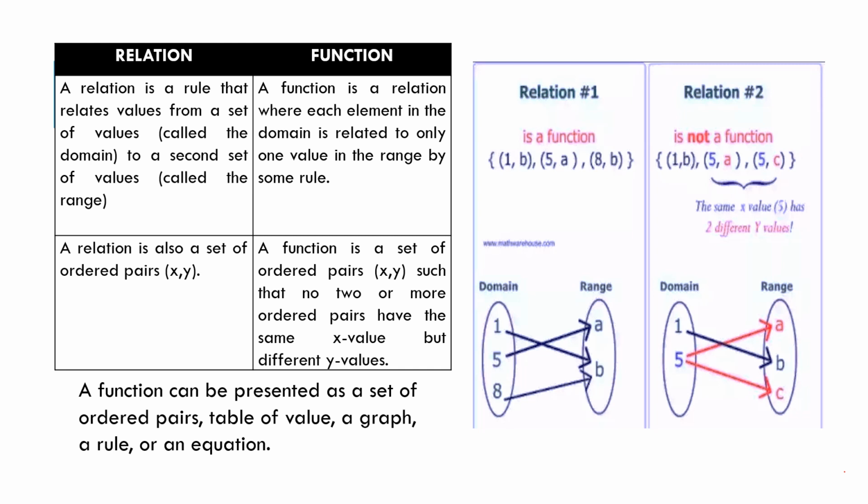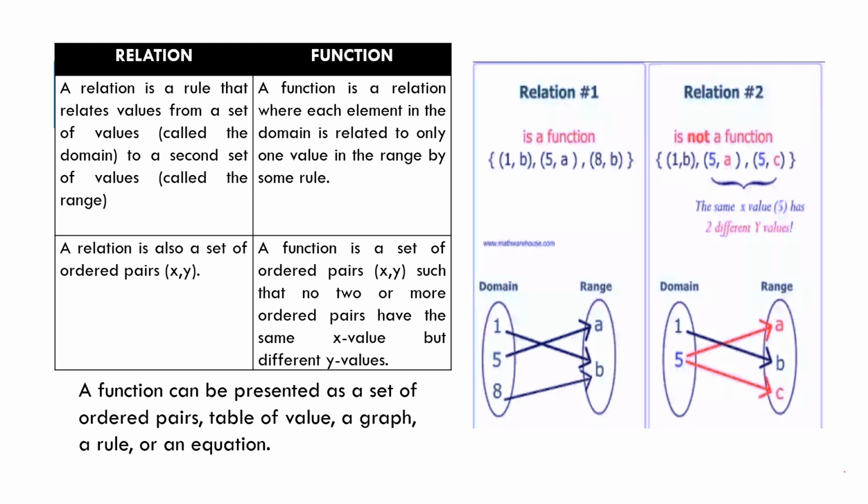Relation. A relation is a rule that relates values from a set of values called the domain to a second set of values called the range. A relation is also a set of ordered pairs x, y. Function. A function is a relation where each element in the domain is related to only one value in the range by some rule. A function is a set of ordered pairs x, y such that no two or more ordered pairs have the same x value but different y values.